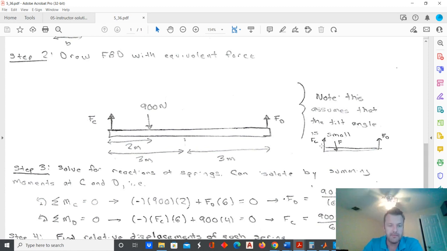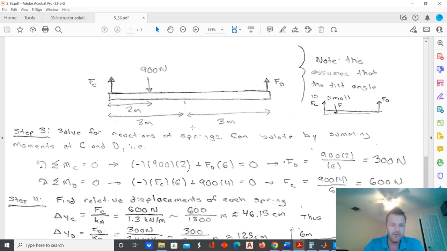I can compute the moment about point C and point D. And that will allow me to get an equation that involves each of the reactions that I want to solve for by itself. So if I sum all moments about point C, remember that what we're going to do there is pin the beam at point C.